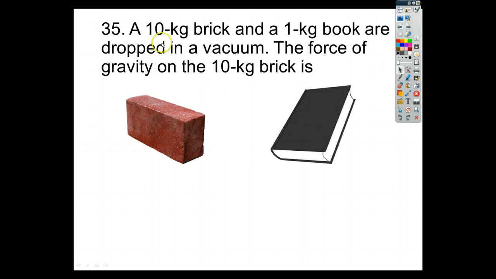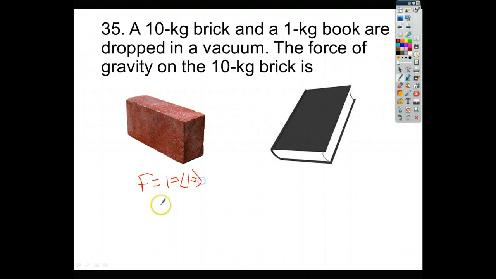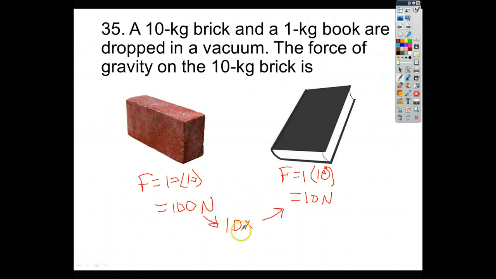Number 35, a 10 kilogram brick and a 1 kilogram book are dropped in a vacuum. The force of gravity on the 10 kilogram brick here is 10 times that of the book. And here's why. We know that force is equal to 10 times 10, so that would be 100 newtons. And on the book, its mass is 1, but remember the value for gravity is 10. So when you multiply those two together, it's 10 newtons. So this would be 10 times the force of the book. So 10 times the force of the book is your answer.